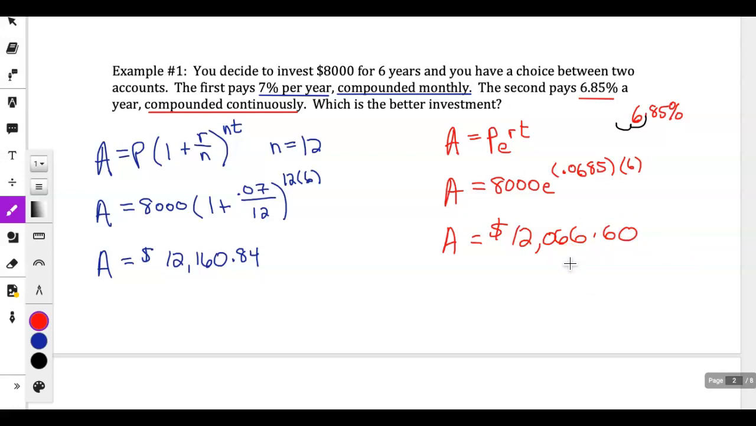All you have to do is remember, when you compound anything but continuously, you use this formula. And when you compound continuously, you use this formula.